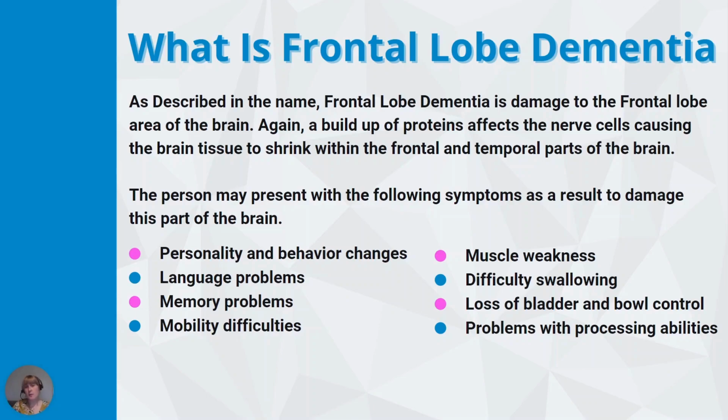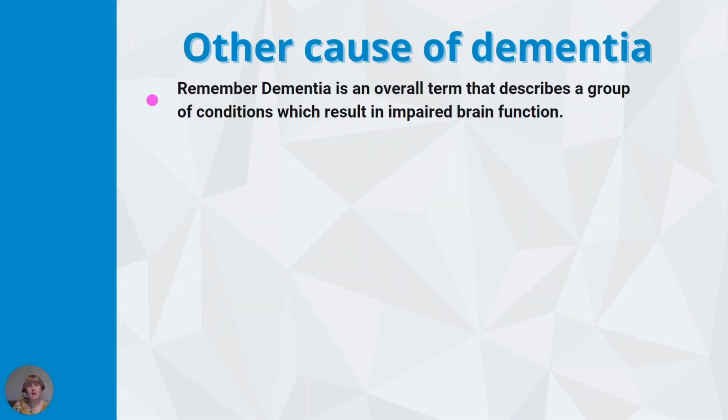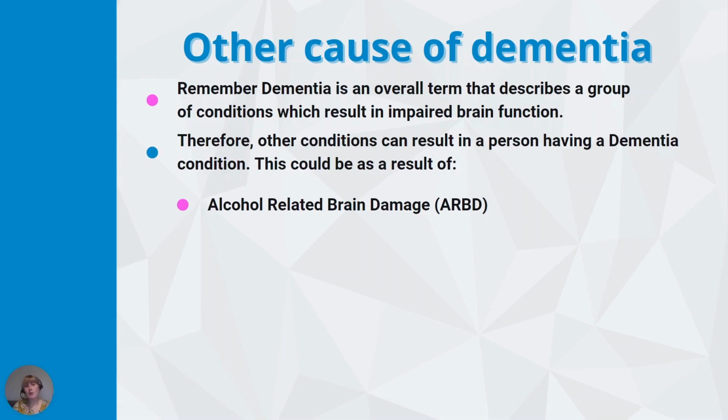So we're now going to go on to talk about other causes of dementia. Other than the shrinkage of the brain, a bleed in the brain, a clot in the brain, or the protein build-up, there are other causes that could lead to somebody having a dementia-type condition. This could be as a result of alcohol-related brain damage, which is a specific type of dementia. We'll go into this shortly. The person could potentially have a head injury that has damaged the brain tissue and resulted in cognitive impairment, which could lead to somebody having a dementia later on. Or there could be genetic conditions that could result in a dementia-type condition also. We're going to go into this shortly.